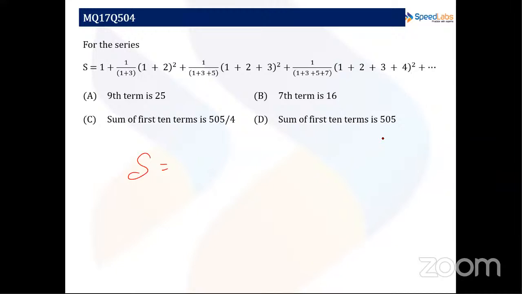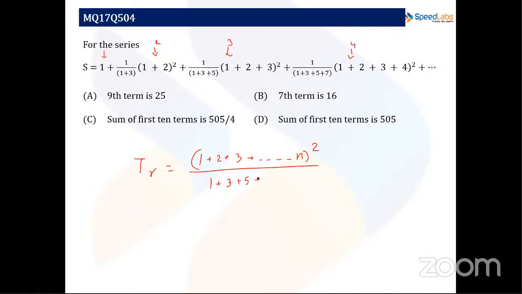Our next question is, we can write S equals to summation of, or we can write the general term. The general term will be equal to 1 plus 2 plus 3 plus so on up to, see, this is the first term, this is second term, this is third term, this is fourth term. So 1 plus 2 plus 3 plus so on up to n whole square, and in denominator what we are having is 1 plus 3 plus 5 plus so on up to 2n minus 1.